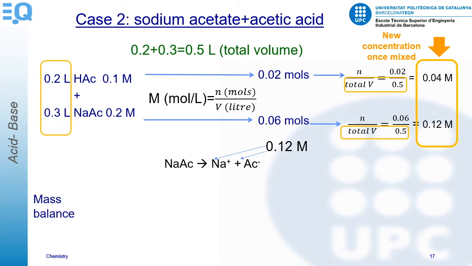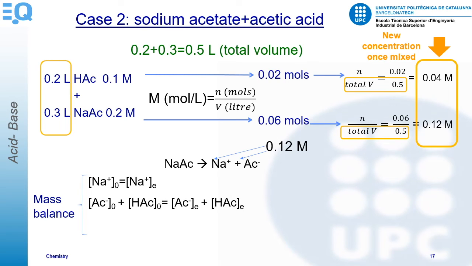For the mass balances, the sodium cation will be constant throughout the process. The acetic acid will be very important. We have two different initial concentrations. The acetate initial concentration is 0.12 molar. That comes from the dissociation of sodium acetate, and the acetic acid concentration is 0.04 molar, which comes from the initial concentration of the acid itself. The addition of both equals the concentration in equilibria.